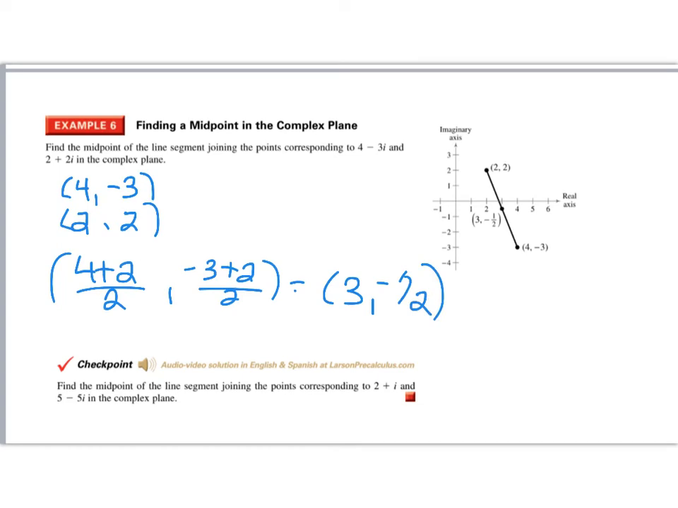That's your midpoint. All right, go ahead and pause, and when you're ready to see the answer to the next one, pop back in. And the answer is 7 halves and negative 2.